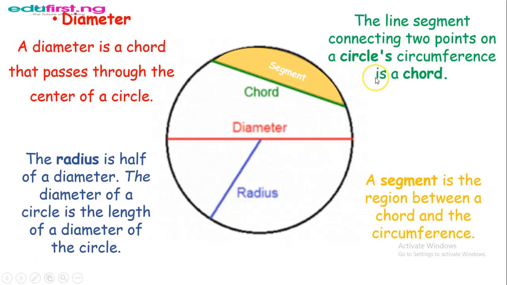Now the line segment connecting 2 points. That means the line segment connecting 2 points on a circle's circumference is called a chord. You can see the green line, it connects 2 points on the circle's circumference. That line is called what? A chord. And a segment is a region between the chord and the circumference. This region is called a segment.